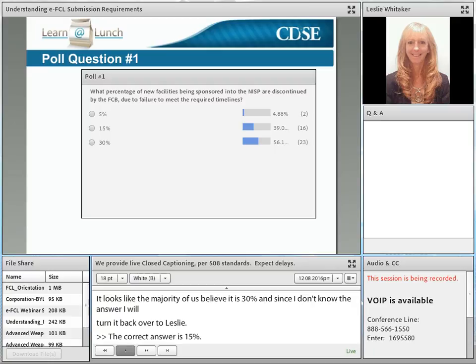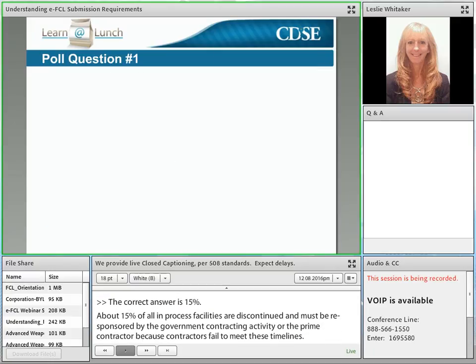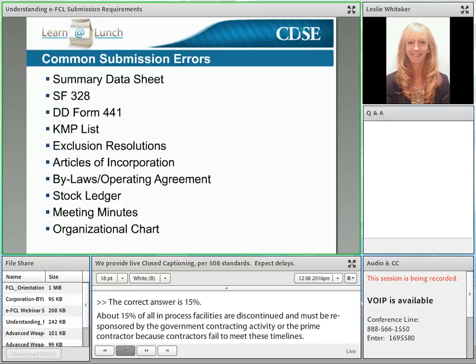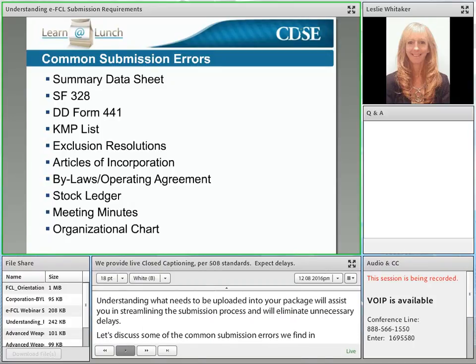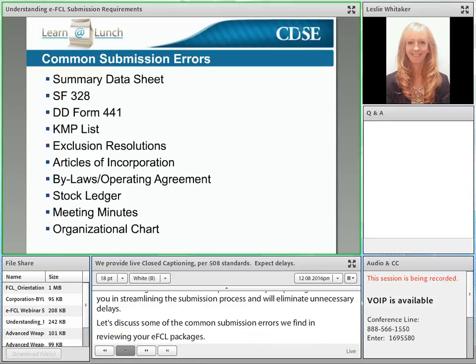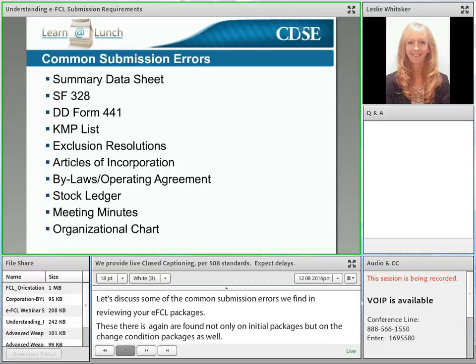So let's discuss some of the common submission errors DSS finds when reviewing your eFCL packages. And again, these errors are found not only on initial packages, but on the change condition packages as well. A complete listing of these common errors can be found on pages 9 through 15 of this job aid. Due to time constraints, I'm only going to focus on a couple of the most common errors we see from industry. So let's begin with the KMP list.